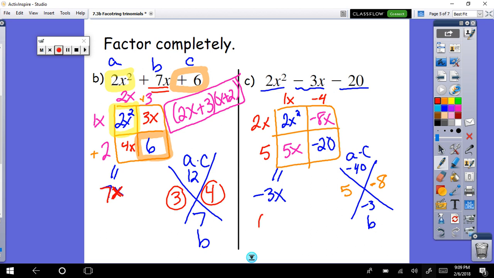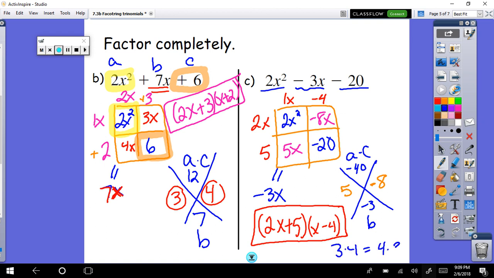So it does work. Then writing the answer, it doesn't matter in either order. Multiplication is commutative. You can write this factor first, 2x plus 5, because it's positive 5, and x minus 4. Or you could have written it as x minus 4 and 2x plus 5. Either order is the same thing because multiplication is commutative. 3 times 4 is the same thing as 4 times 3.